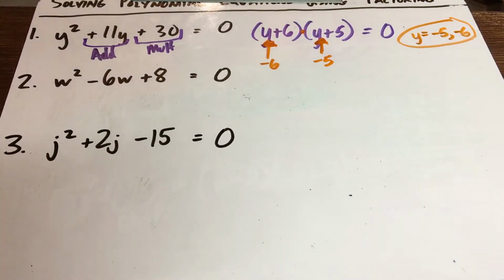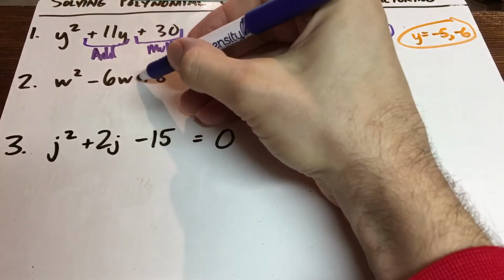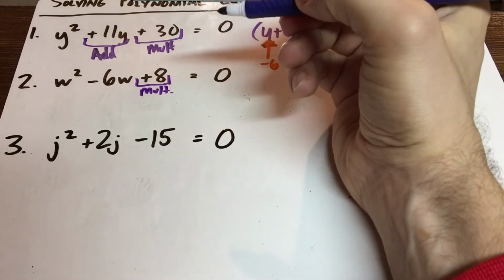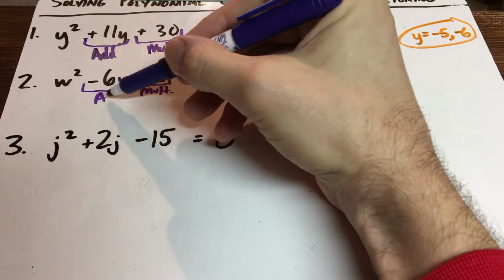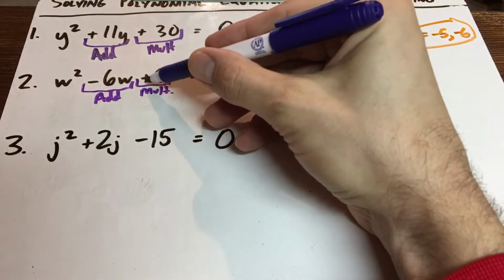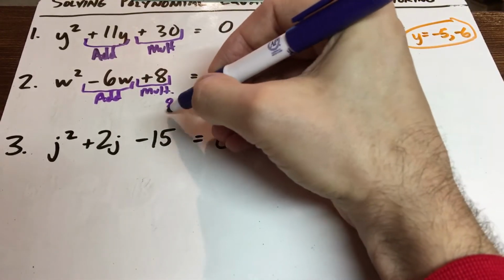Same thing on number 2. Okay, it already equals 0, so I'm looking good there. I'm looking for two numbers that would multiply to equal positive 8, but they add up to equal negative 6. Oh, so this is a negative. So the only way I could have numbers that multiply together to equal positive 8, that's probably got to be what, 8 and 1 or 4 and 2?